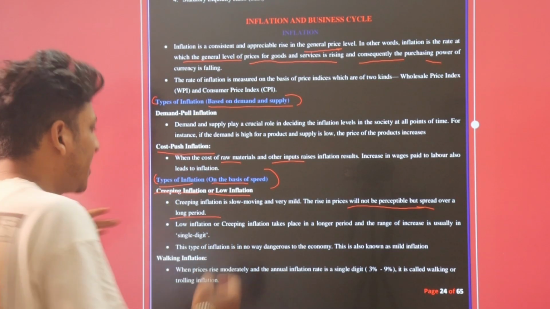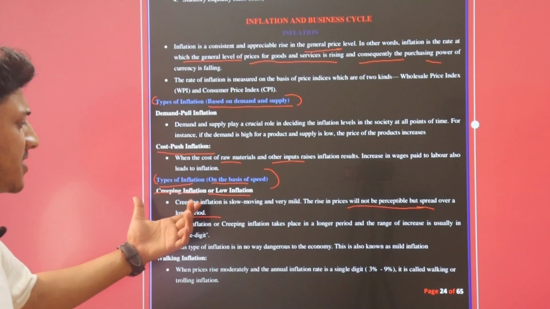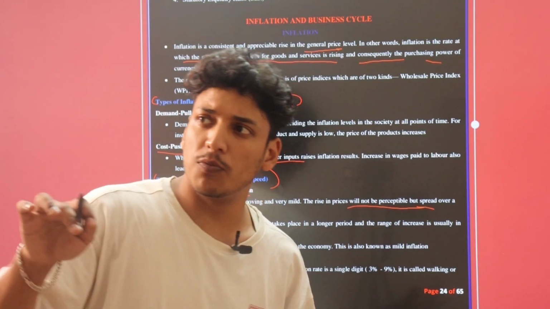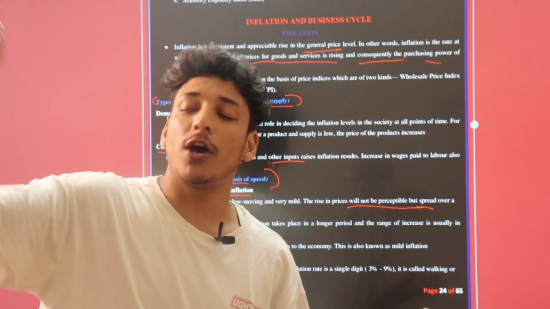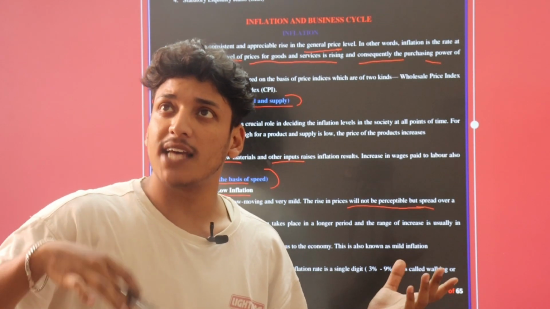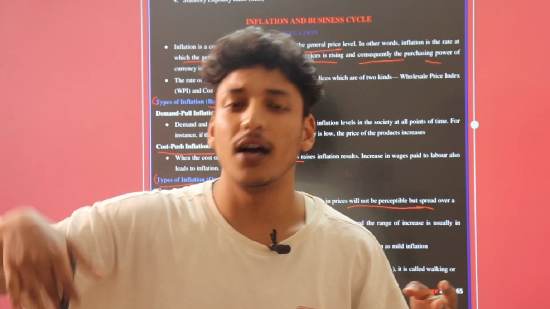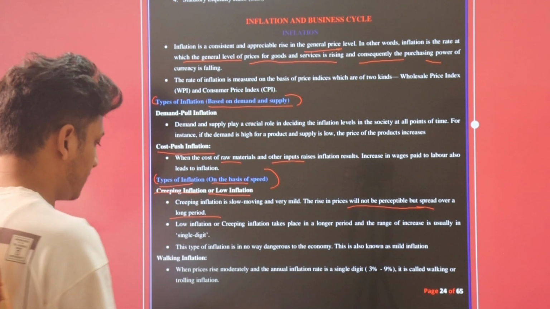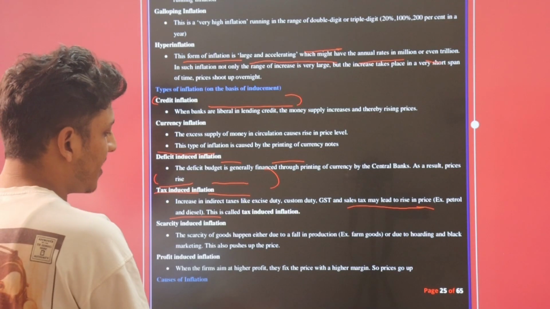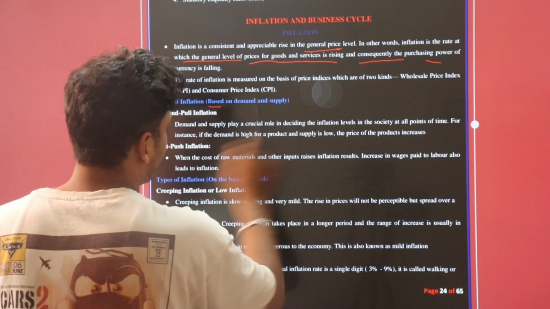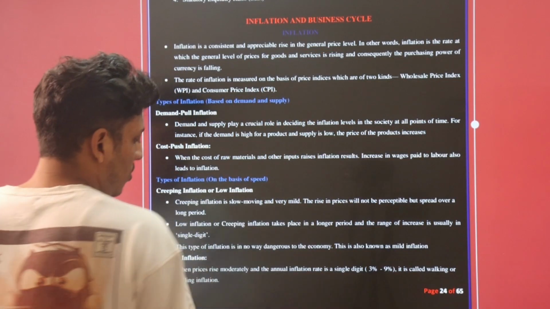Now walking inflation. This is also like crippling inflation, but in this inflation you do not see the prices slowly moving upward or downward. In this you will see the prices are just normally high, touching the wall, touching the ceilings. But the rate of inflation is in single digits. Okay, in both.